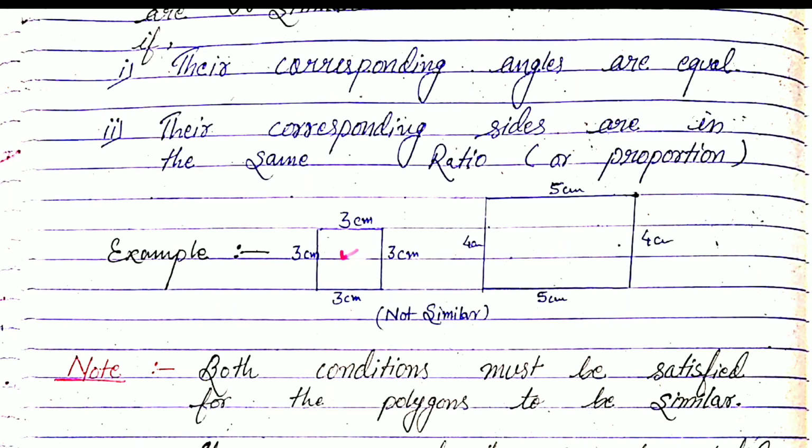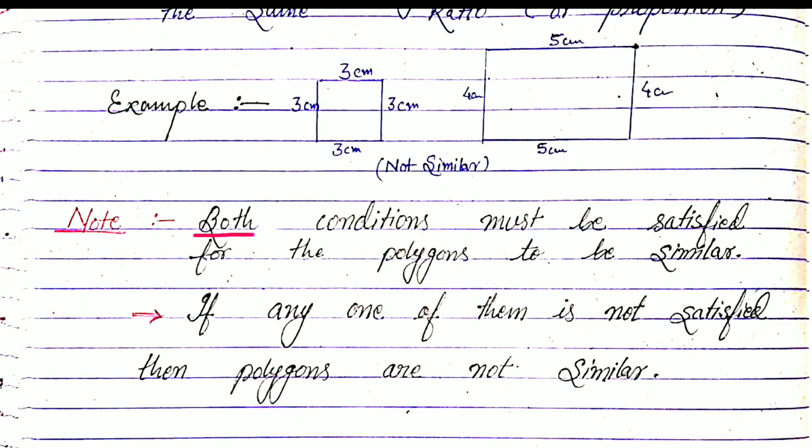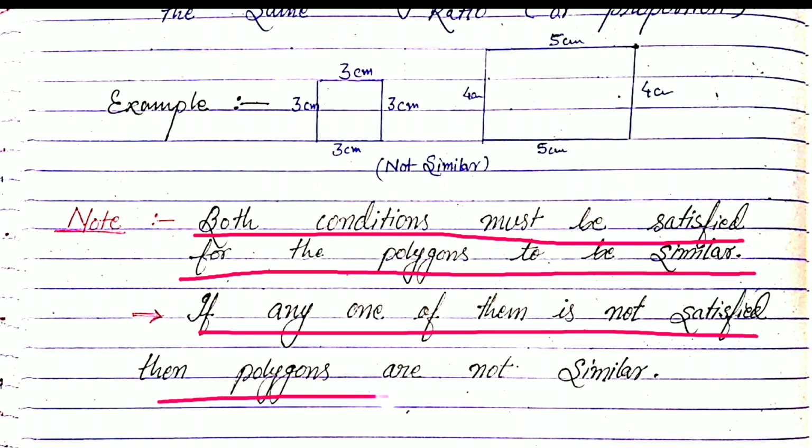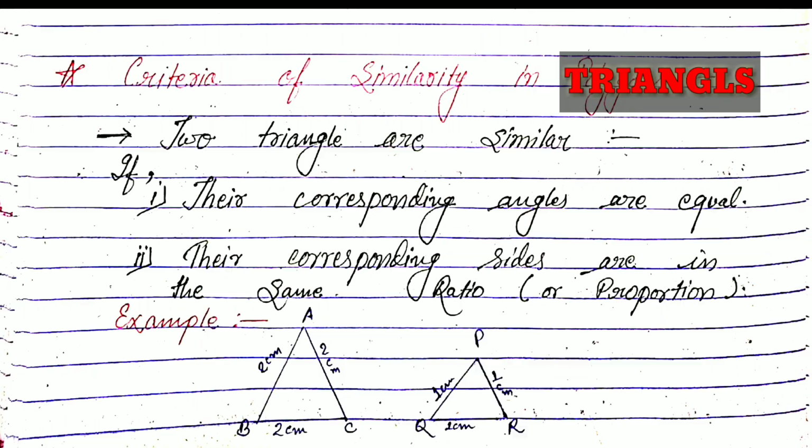Here is a figure and here is another. These are not similar. Both conditions must be satisfied for the polygons to be similar. If any one of them is not satisfied, then the polygons are not similar. These both conditions should be satisfied.